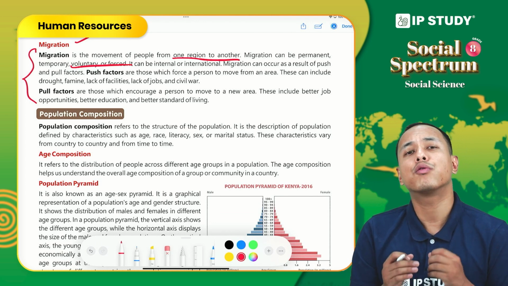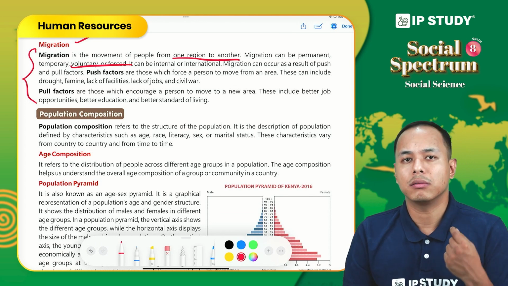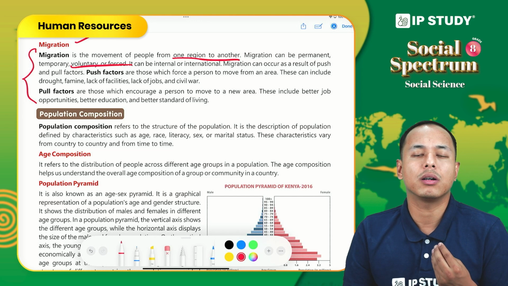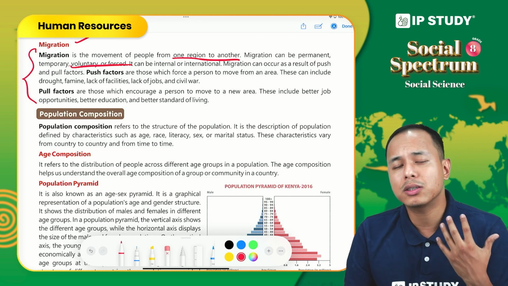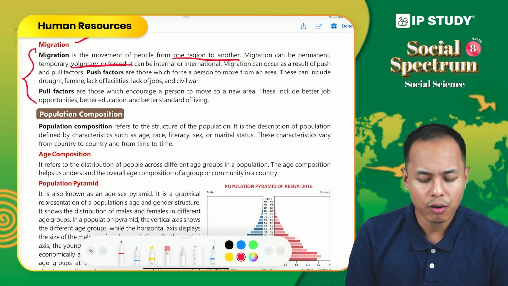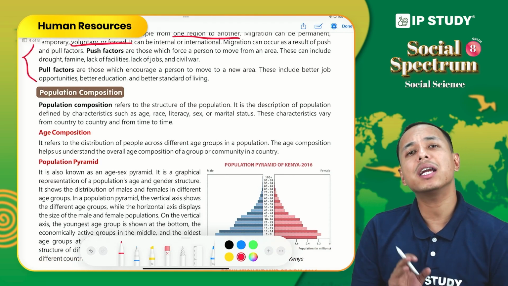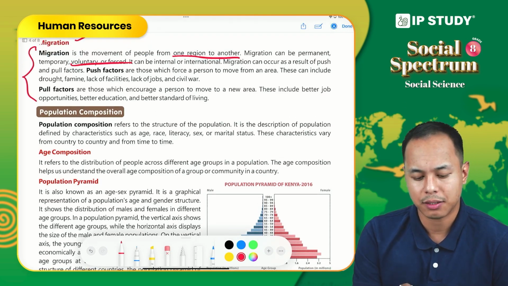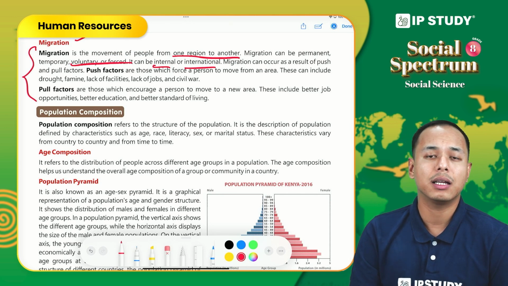I was forced to go to the USA, it can be because of war, because of disease, or because of anything. So migration can be forced, permanent, temporary, or voluntary. Now, migration can be internal and international. What do you mean by internal and international?